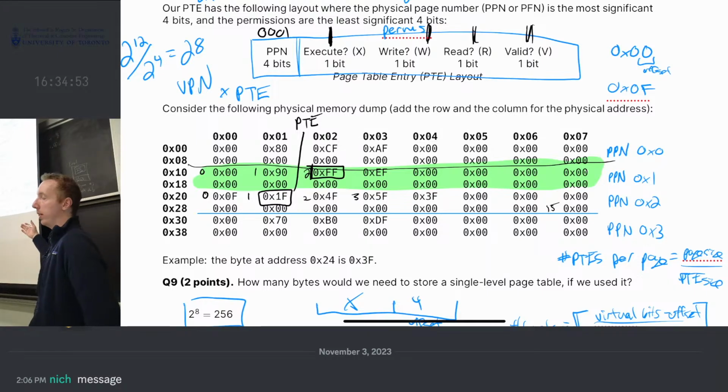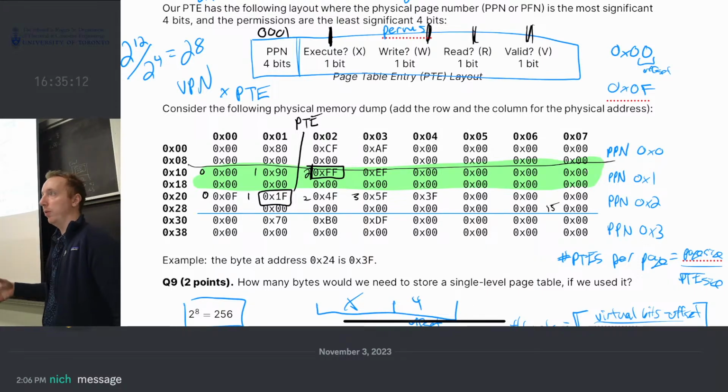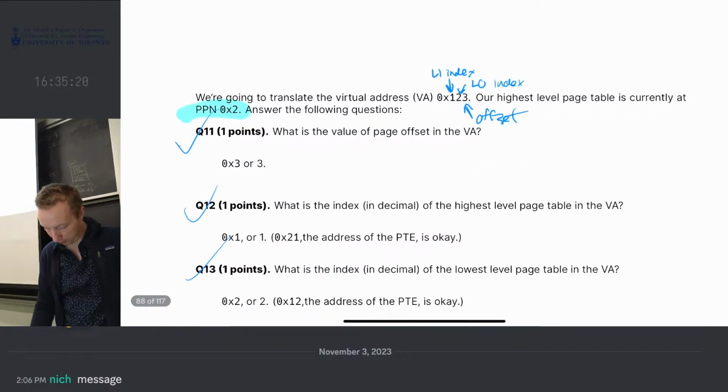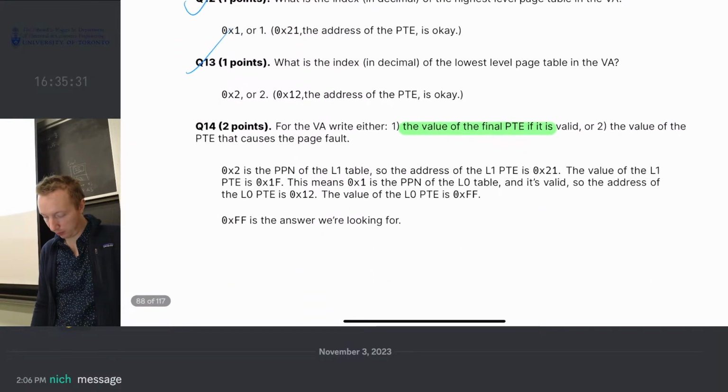So because I'm translating that address, I look at index 2, and the page table entry there is FF, which is valid, and it corresponds to physical page F that we haven't used yet, but that's the physical page number, or page table entry, we would use as our final translation. Because this is L0, we're done, right? So the answer to this question would be the final value of the PTE, if it is valid. It was valid in this case, and the final value was FF.